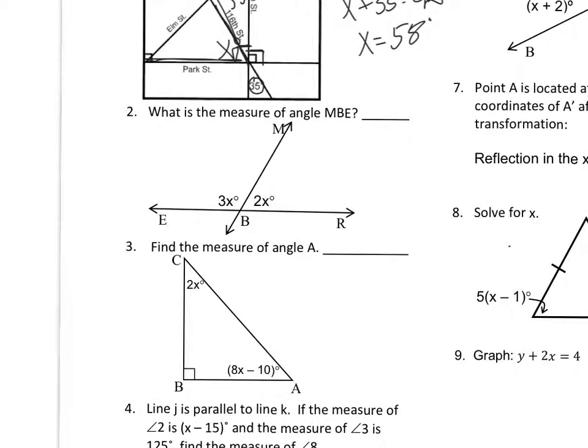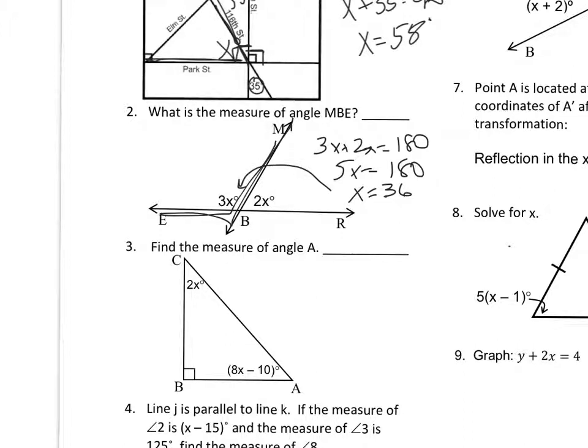Okay, question 2, what is the measure of MBE? So make sure you understand that we're looking for this angle right here. Well, you notice that EBR is a straight line, so it's got to add up to 180. So I can take 3x plus 2x and equal 180. Combine your like terms, you get 5x equals 180. Divide both sides by 5 and we get 36. And now if you plug 36 in to x right here, 3 times 30 is 90, and 3 times 6 is 18, so add 90 plus 18, you get 108.